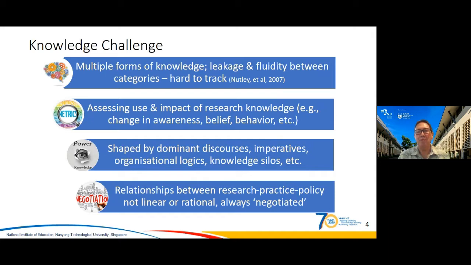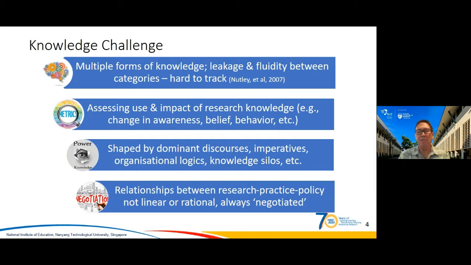A lot of times we produce research and are not quite sure what kind of impact or effect it has in terms of changing behavior in classrooms or beliefs or just even awareness. There's also the power-knowledge relationship, that sometimes certain kinds of knowledge are privileged over other forms of knowledge, and typically they're shaped by dominant discourses and organizational logics and so on.